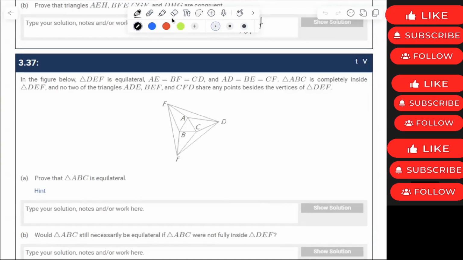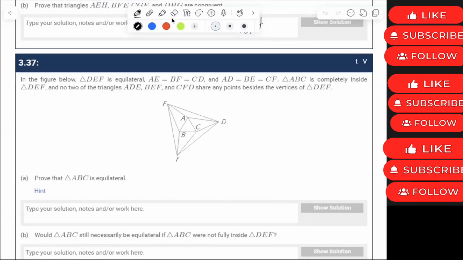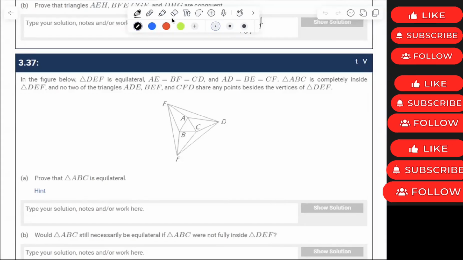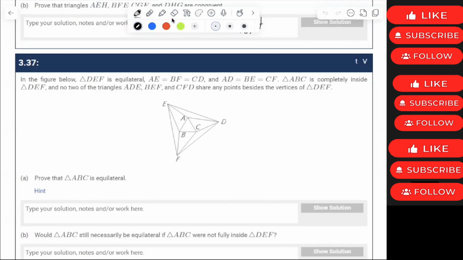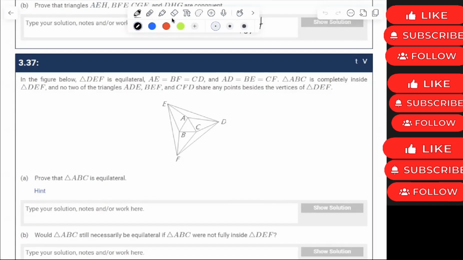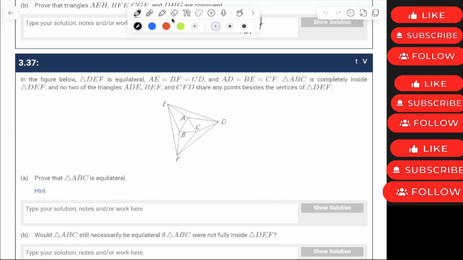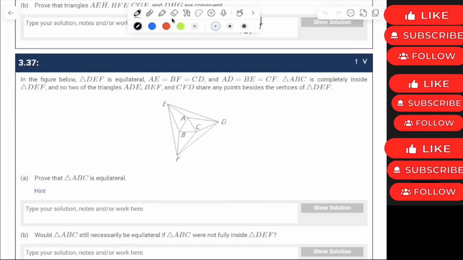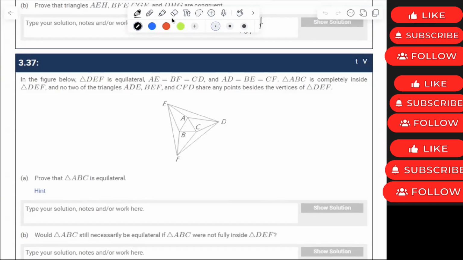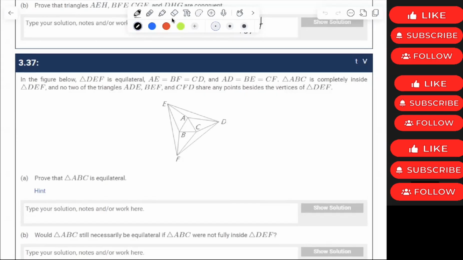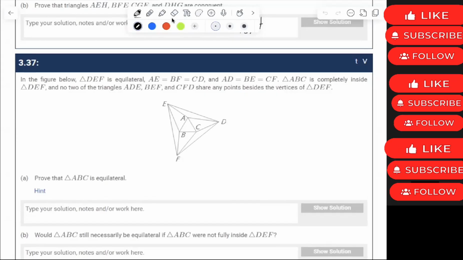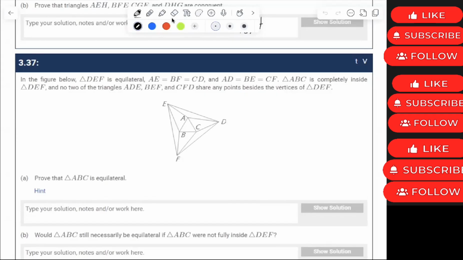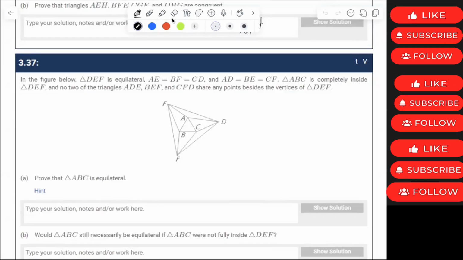All right, let's start with this question. To prove that ABC is equilateral, how do we approach this? We know that AD is equal to BE is equal to CF. We have AE is equal to BF is equal to CD, and so on. So we have two sides. Now we just need an angle in between.